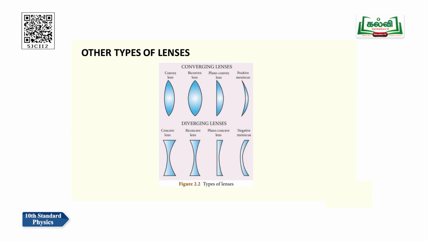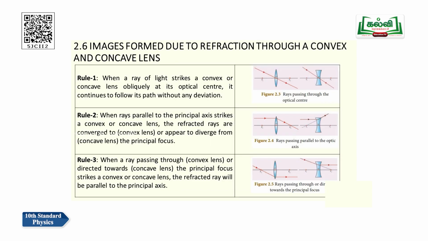Next we see the types of lenses. Convex lens: biconvex, plano-convex, positive meniscus. In concave lens: biconcave, plano-concave and negative meniscus. So these are the other types of lens. We will see the images formed due to refraction through convex lens and concave lens.